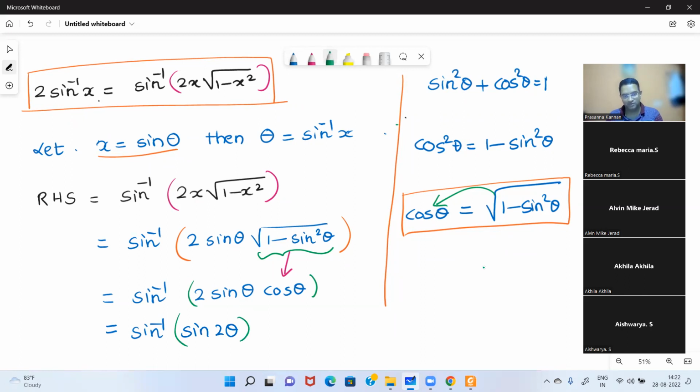What is sin inverse of sin 2 theta? 2 theta. But what is theta? Sine inverse x. Yes. Which is equal to your LHS. Understood? Yes, sir.